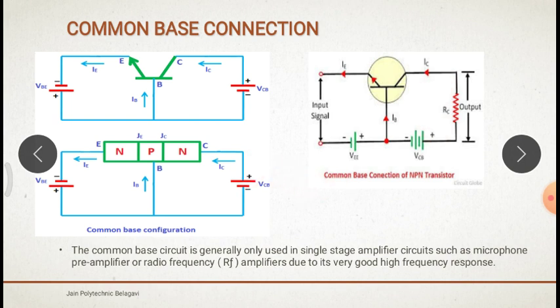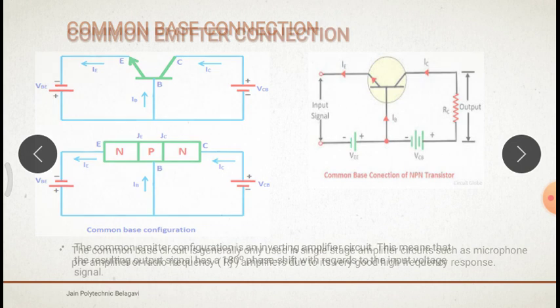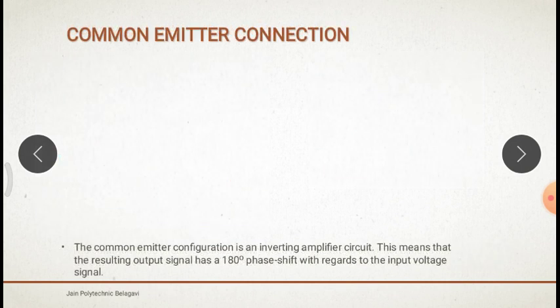So this is the diagram of the common base connection, and where it is used: in single stage amplifier circuits such as microphones and some radio frequency amplifiers. We use this because of its high frequency response. Just remember, base is common, emitter is the input side and collector is the output side. So the emitter base junction is on the input side, and the collector base junction is on the output side, with VEB and VCB. Next we'll see the common emitter connection.